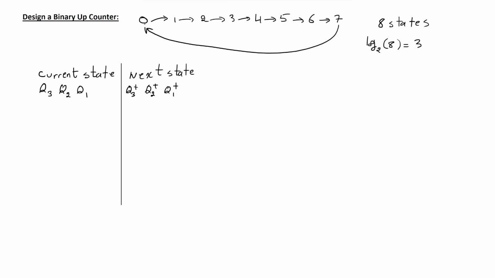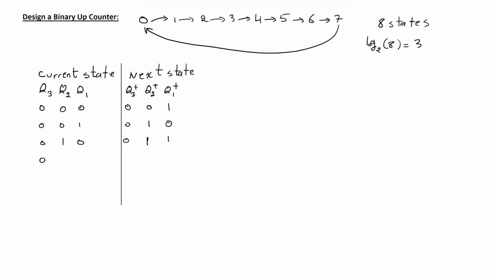So it starts at state 0, and with 3 bits, that's 0, 0, 0. And then the next state is number 1. So in 3 bits, that's 0, 0, 1. And now this becomes our current state because we are at this state. So this here will become our current state 0, 0, 1. And then the next state, it will go from 1 to 2. So 2 is 0, 1, 0. Now this becomes our current state 0, 1, 0. And then the next state is number 3, which is 0, 1, 1.